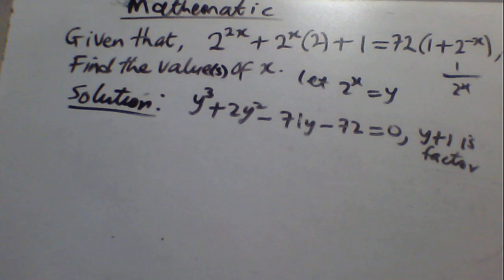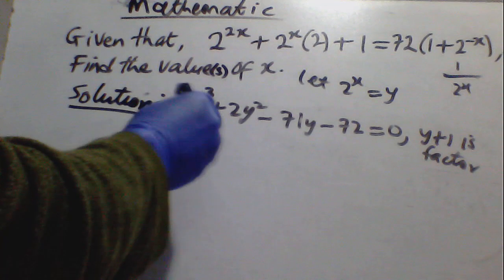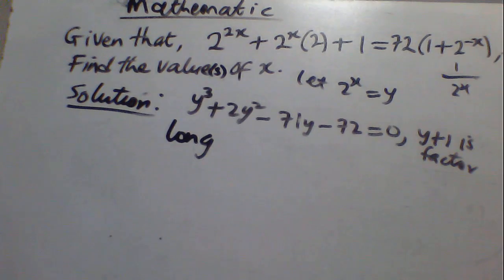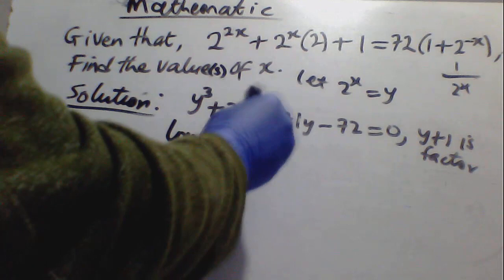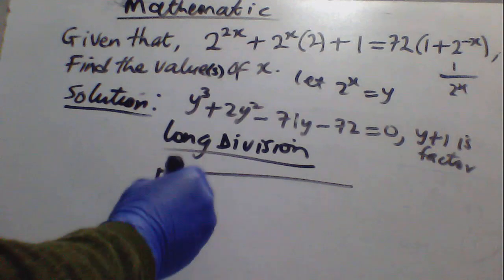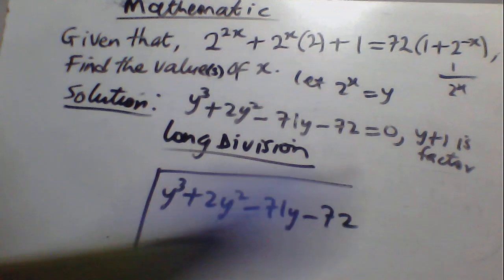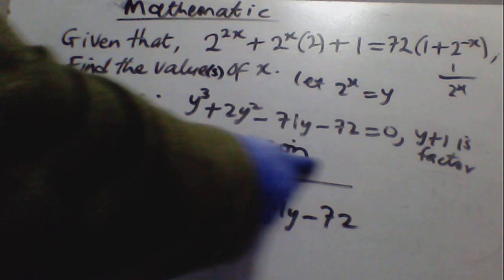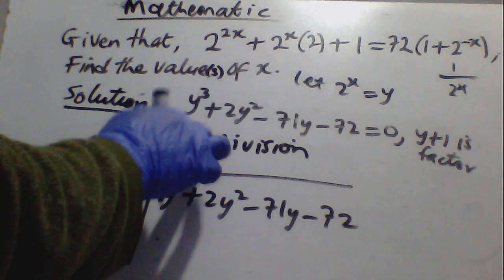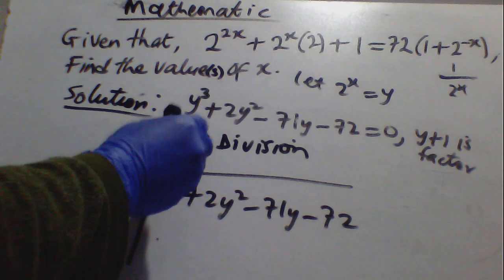So the next thing is to factorize this completely using long division to find other factors of the equation. So by long division, let's put here y raised to power 3 plus 2y squared minus 71y minus 72, divided by y plus 1. So the next thing is, using long division, y raised to power 3 divided by y will give us y squared.